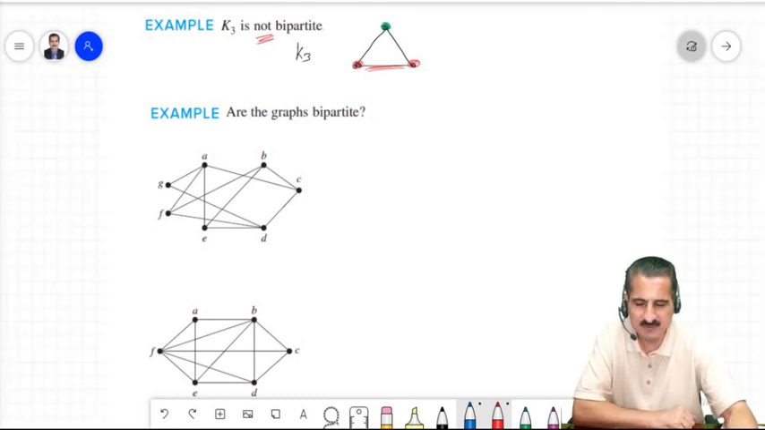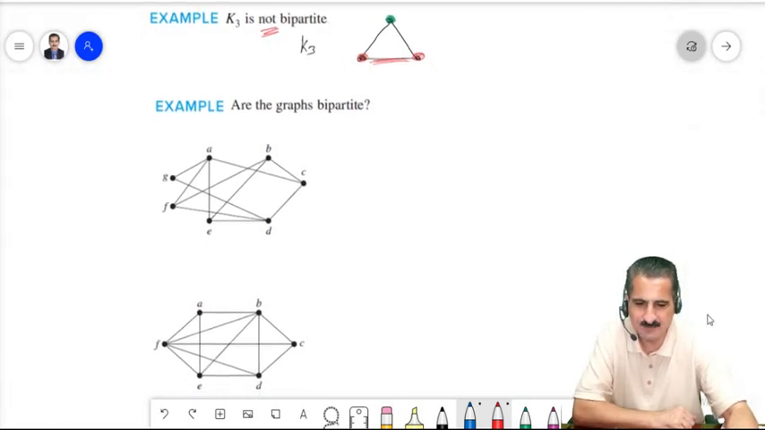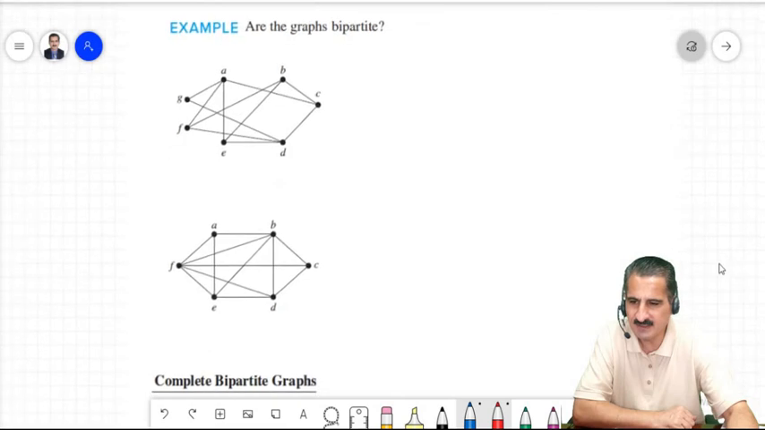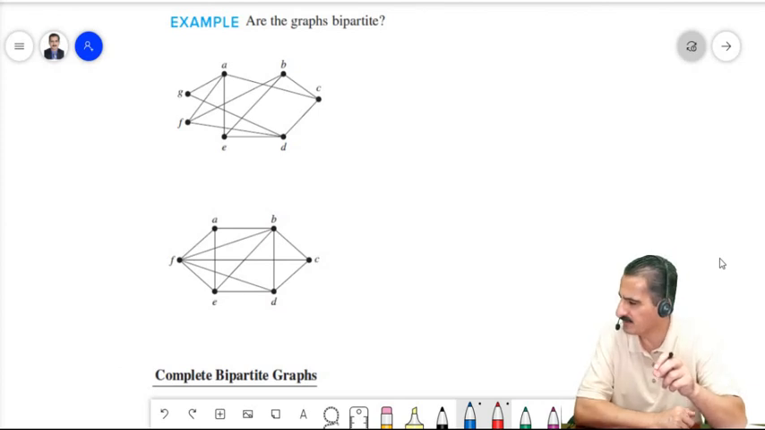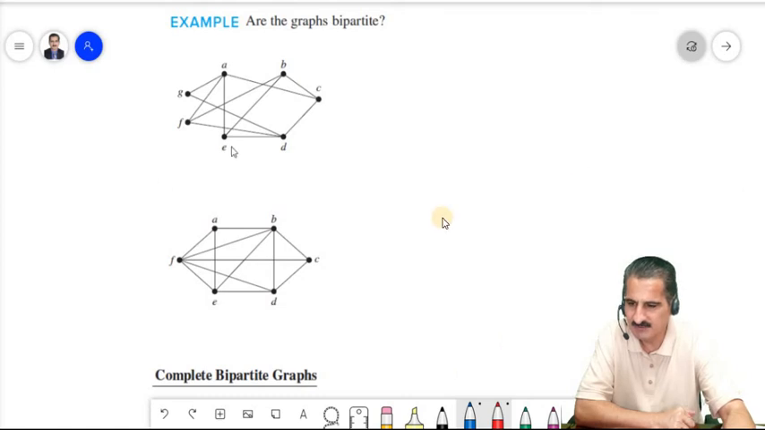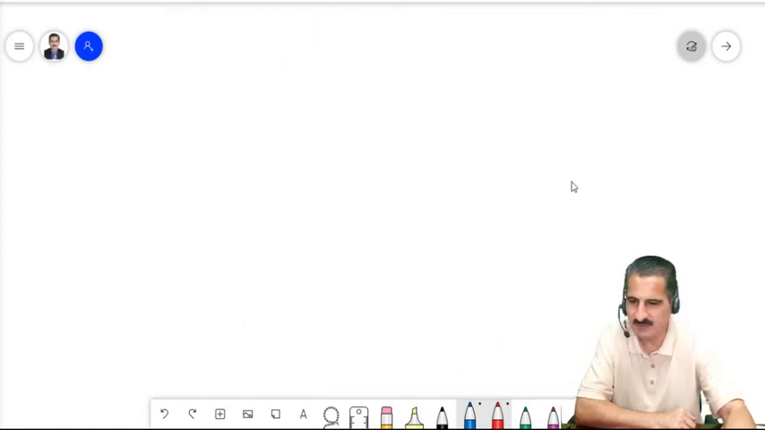Now, how to decide? Let's have fun deciding whether these two graphs are bipartite or not. When you are given such a graph and you are asked to show whether it is bipartite or not, yes, Sumaya, we may take it as another example.